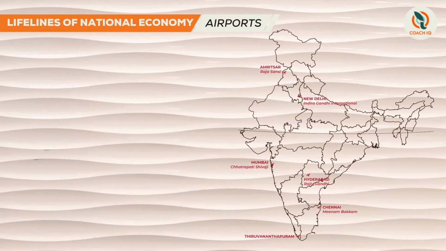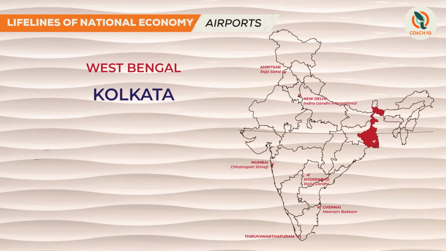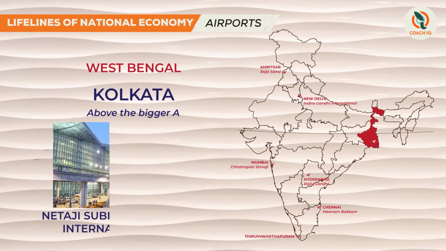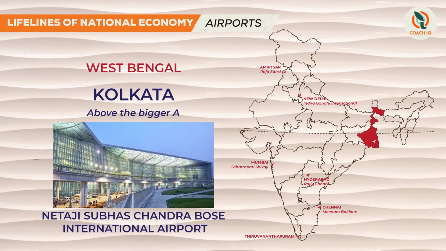Next, come to the eastern side, West Bengal. Here it is in Kolkata. Now Kolkata, if you see West Bengal's map, there are two A's. One is big and one is small. Above the bigger A, you will put Kolkata. And the name of the airport is Netaji Subhash Chandra Bose Airport, which is again after the leader from West Bengal.